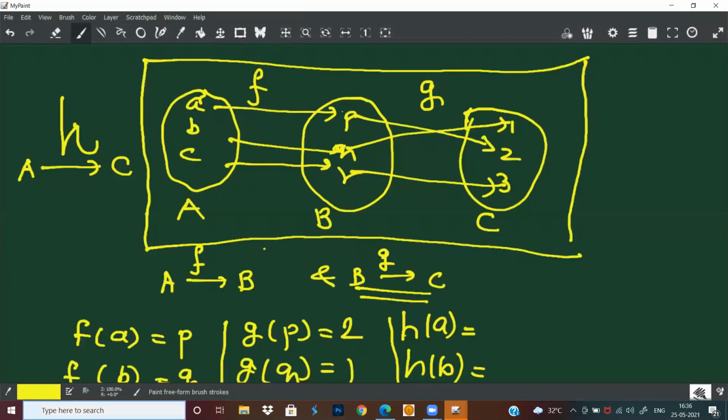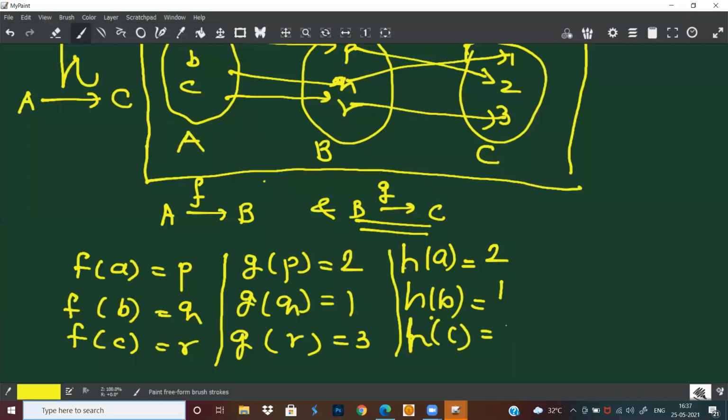See, where has A gone? A has gone to P, but P has gone to 2. That means A, via P, has reached 2. B, via Q, has reached 1. And C has reached 3. Now just answer me this. What is 2?